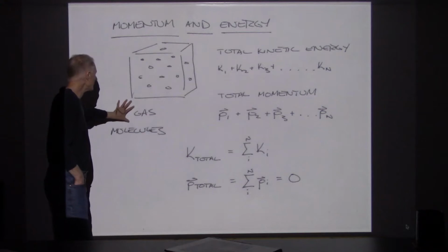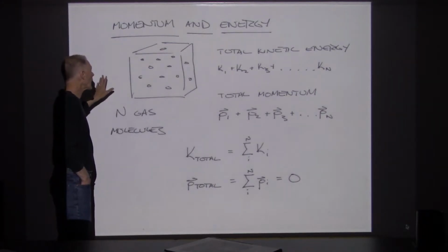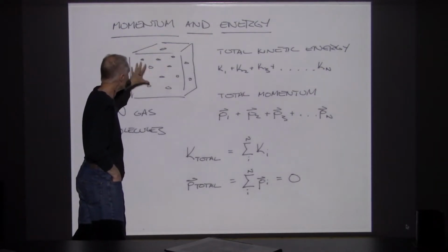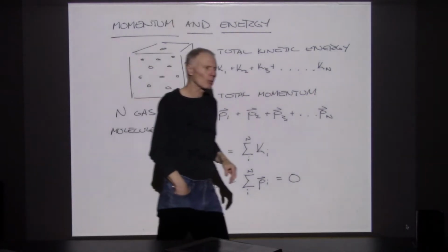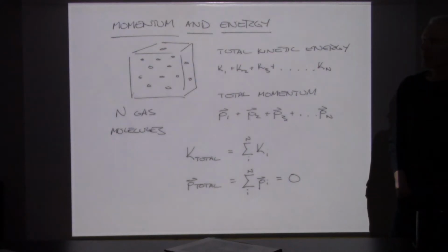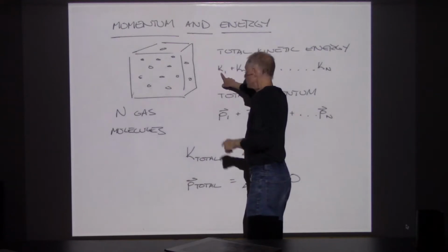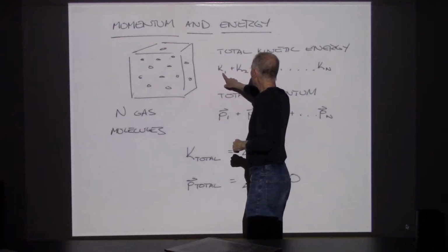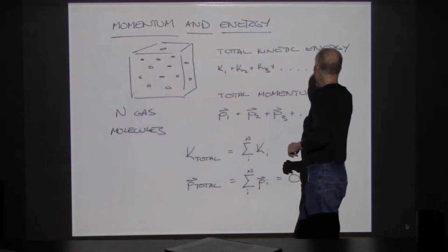Let's imagine that we have a bunch of gas molecules. Maybe we have N, where N is a really large number, or not. But anyway, we have a collection of gas molecules here. How much kinetic energy is in all the gas molecules? Well, I just have to go through one by one and find out how much energy is in each one. So if gas molecule 1 has kinetic energy 1, then I can add that to the kinetic energy of molecule 2 and 3. I add that all together.